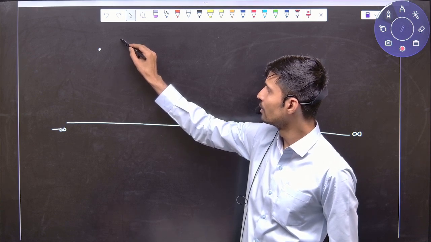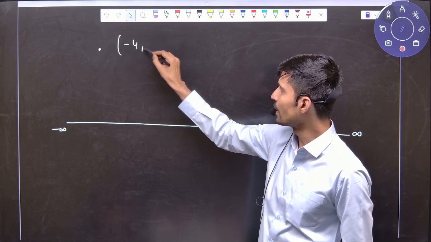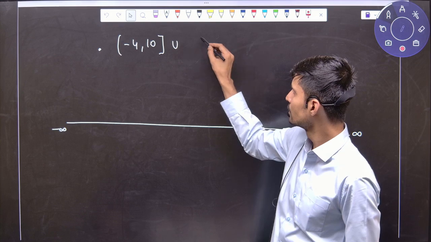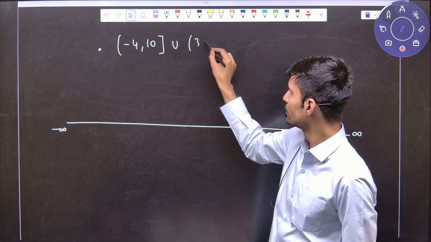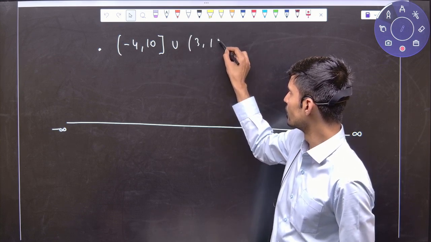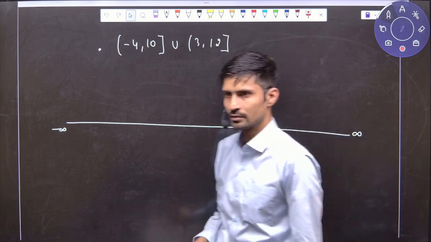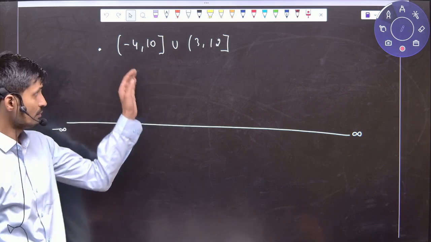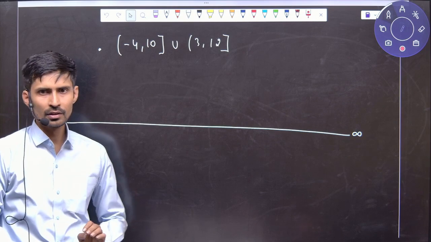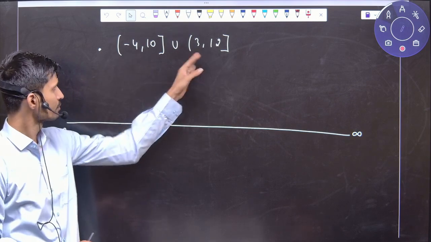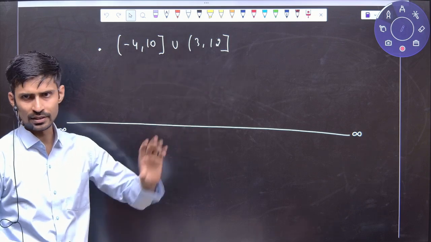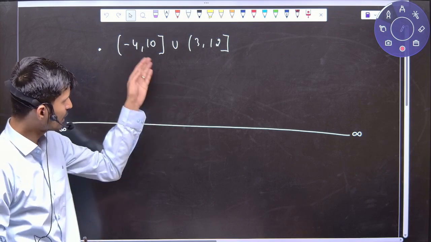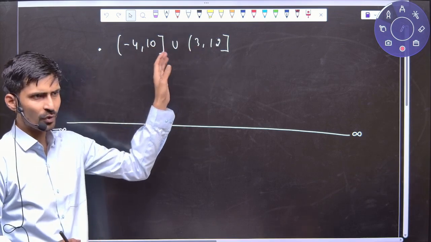Take the union of minus 4 to 10 with 3 to 12, like that. I have to write two things. I have to represent these two things on a number line, and I have to write some other representation for that set of numbers.